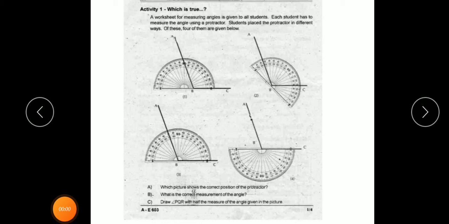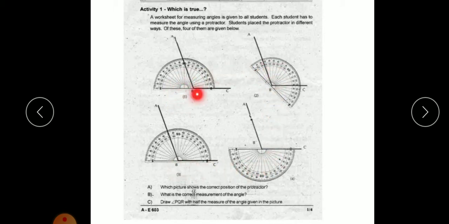Next question. A worksheet for measuring angles is given to all students. Each student has to measure the angle using a protractor. Students place the protractor in different ways. Of these, 4 of them are given below. Which picture shows the correct position of the protractor? Among these 4 pictures, you have to select the correct position of the protractor.